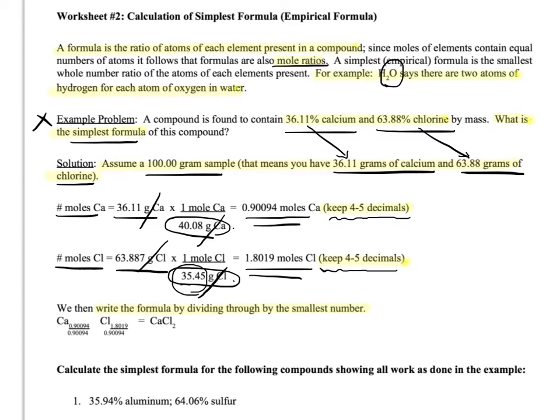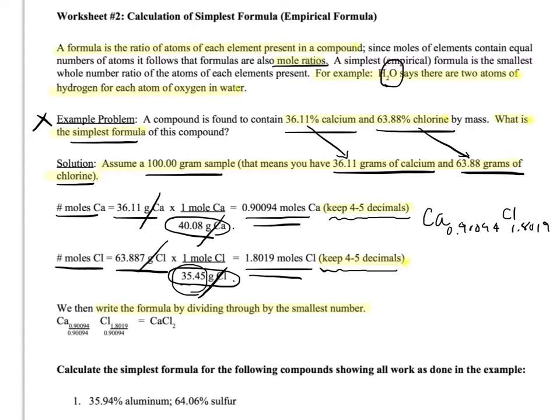And now we need to start making this kind of look like a formula, you know, where you have symbols with subscripts. So what we're going to do, and this seems weird, is we are going to write out that for calcium we have 0.90094 moles. This is hard to write small here. And for chlorine we have 1.8019 moles. And we're going to write those numbers small like they're subscripts.